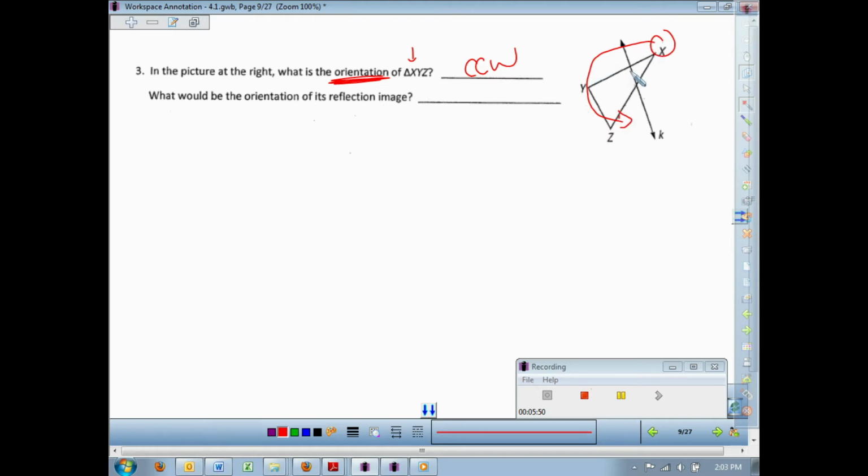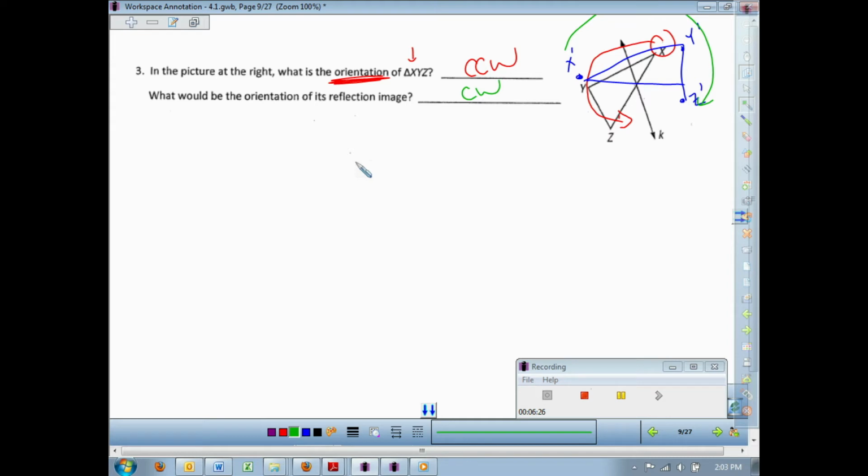You haven't done anything. And if I reflect that puppy over there, well, X would reflect over here. I'm just going to do a rough sketch to X prime. Y would reflect over here somewhere to Y prime, and Z would reflect right here to Z prime, and I connect them together. And you have to go in the same order. If this went X, Y, Z, you have to go X prime, Y prime, Z prime. So if you go around the clock that way, X prime, Y prime, Z prime, that went clockwise.